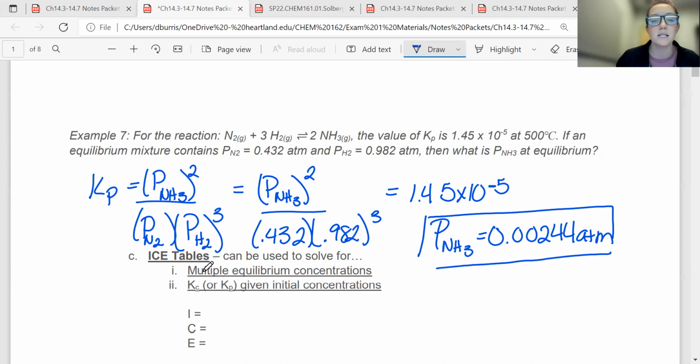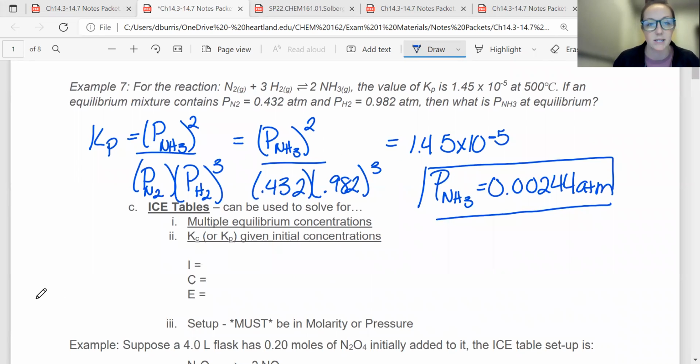Okay, so let's say you need to find multiple equilibrium concentrations instead of just one, or you need to calculate Kc or Kp, and all I gave you was the initial concentrations and like one equilibrium concentration. There's a whole bunch of uses for ICE tables. So what does ICE stand for and how do I set it up? So I stands for initial. Okay, so like the starting amounts of any reactants or products.